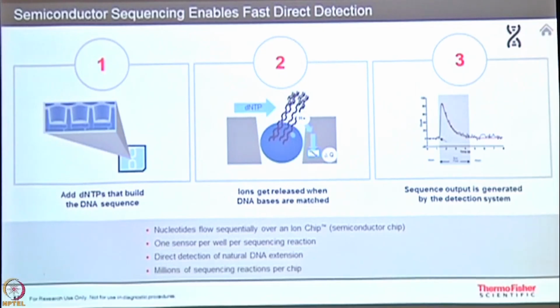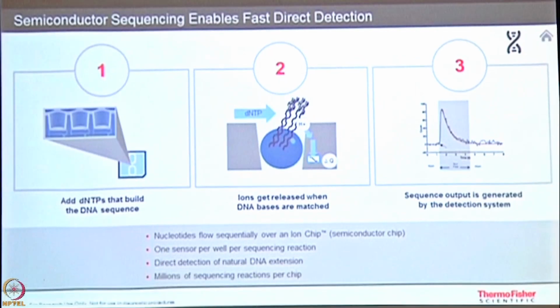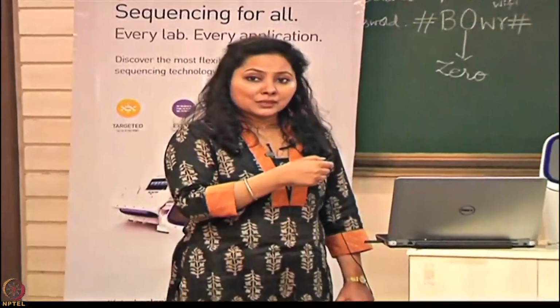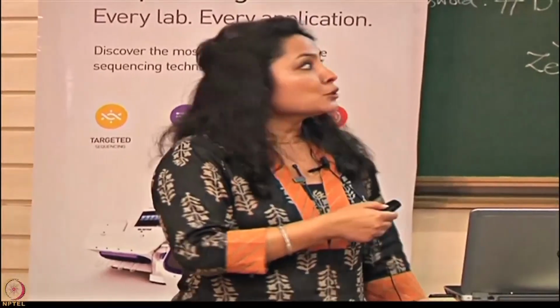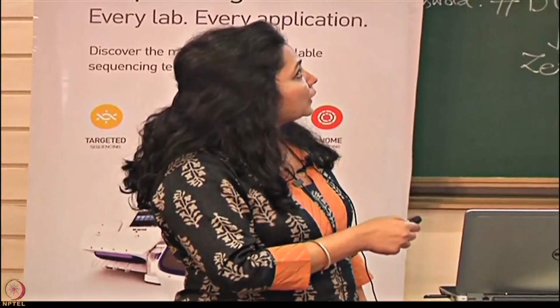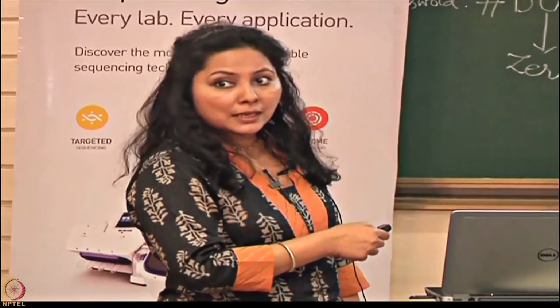dNTPs, yeah. So what the system does is it adds dNTPs sequentially onto the chip, and naturally we know that whenever a dNTP gets incorporated or polymerized into a growing chain of DNA, a bond is formed between the phosphate group and the hydroxyl group, and this phosphodiester bond, when formed, releases a hydrogen ion, yeah. So now we coated these library molecules onto this ion sphere.